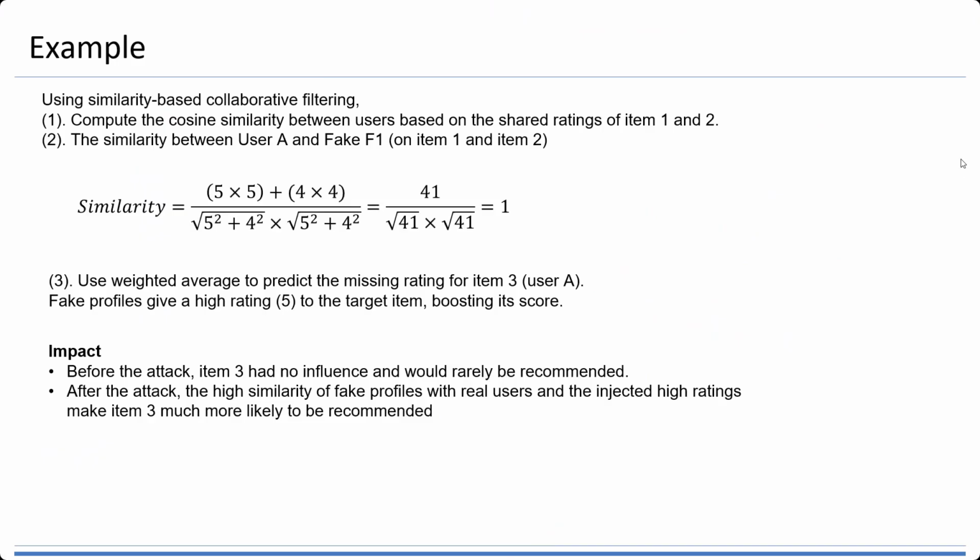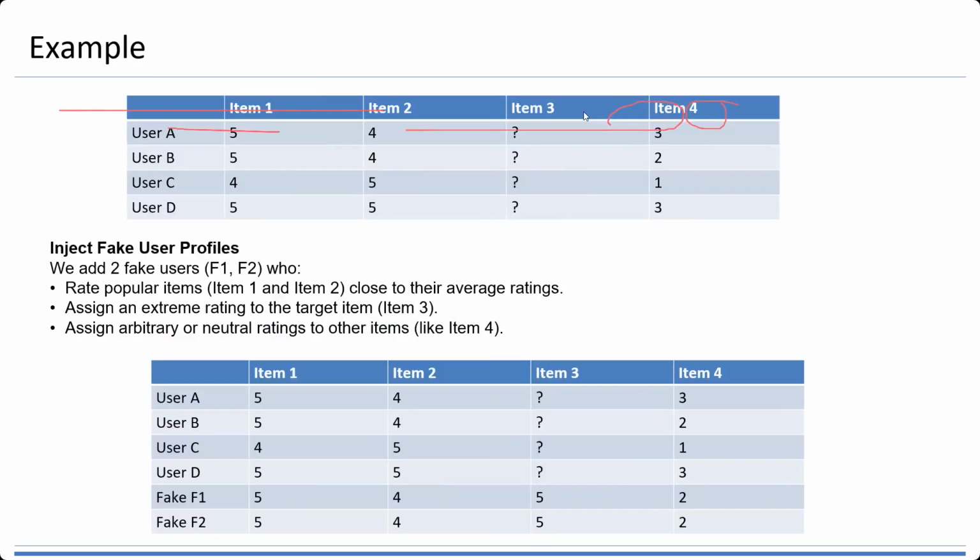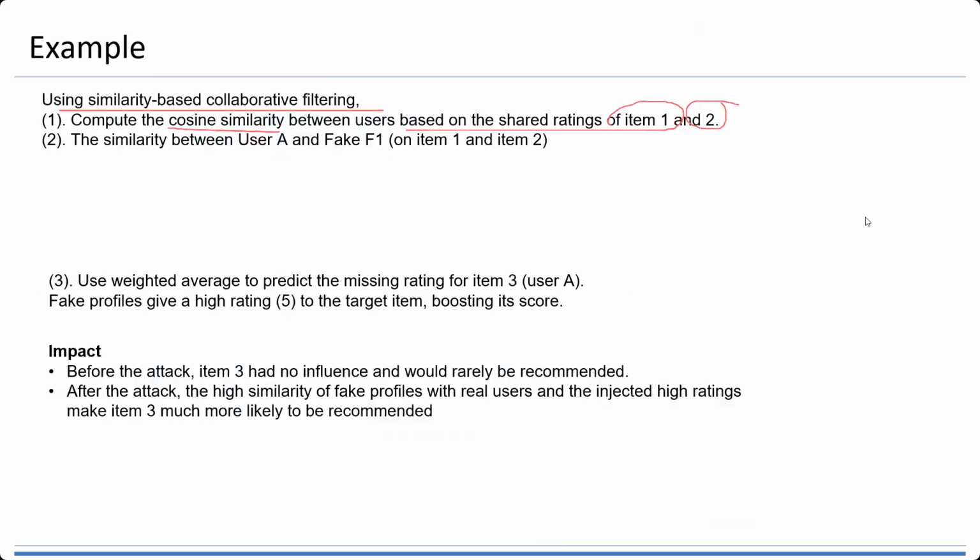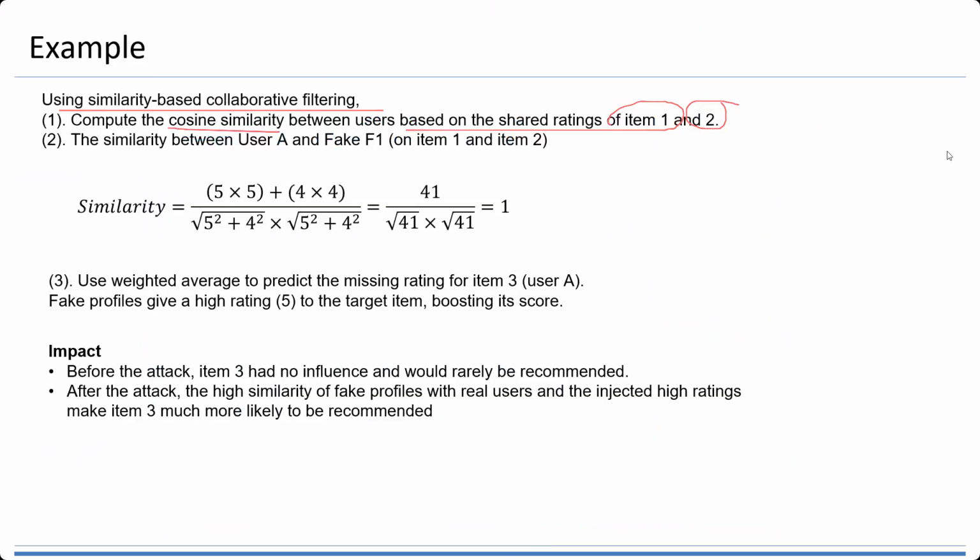With the similarity, if you still remember the similarity, using the similarity-based collaborative filtering, we can compute the cosine similarity. So the cosine similarity, I will just base on item 1 and item 2. Okay. So it means I would like to check the similarity between user A and user fake F1, based on item 1 and item 2.